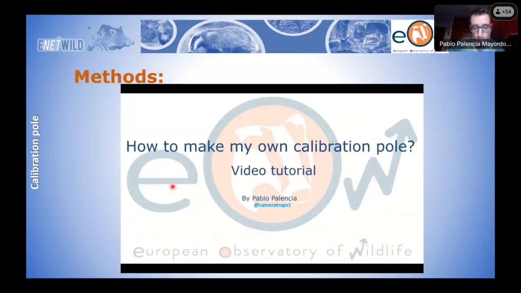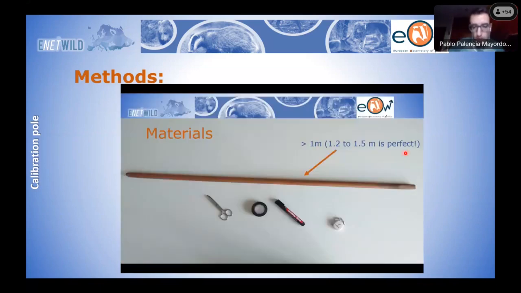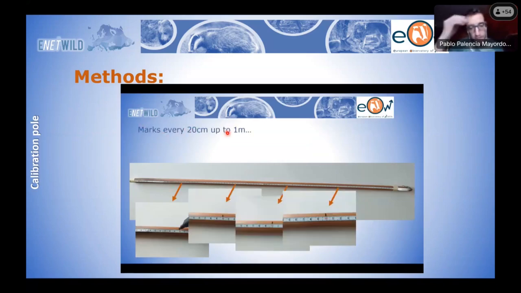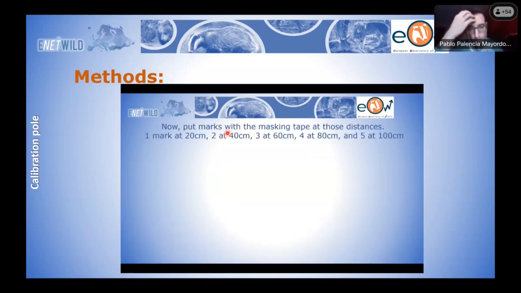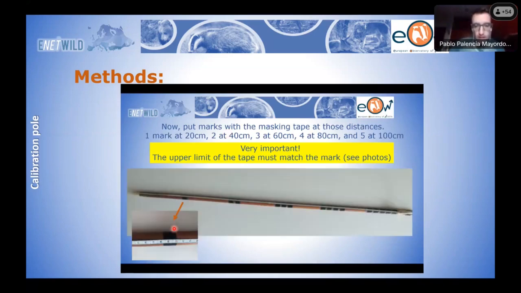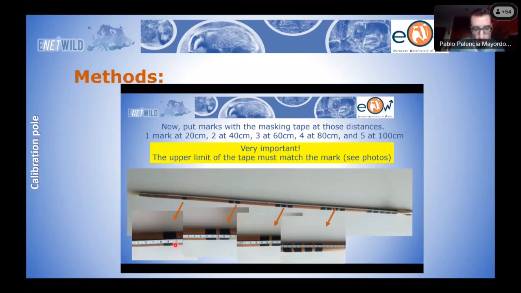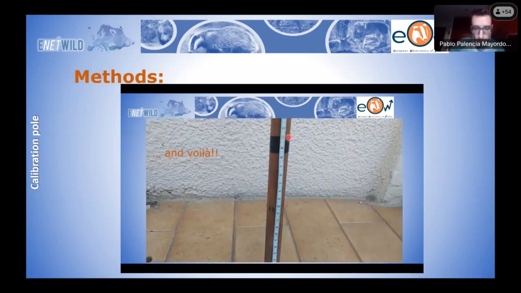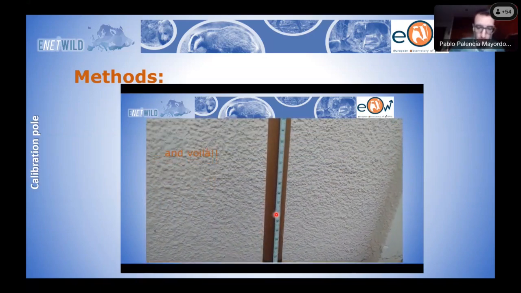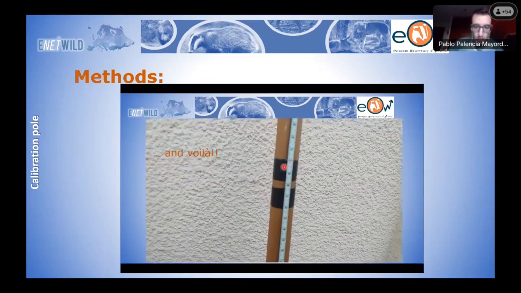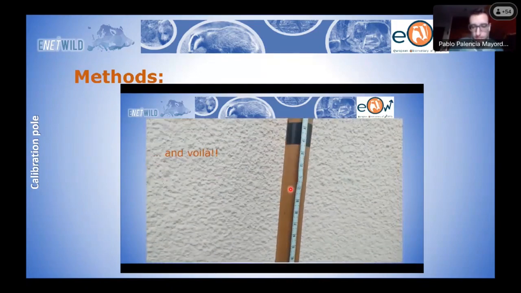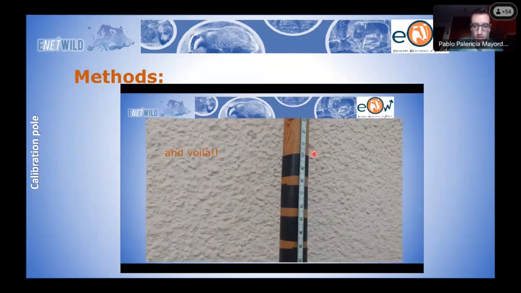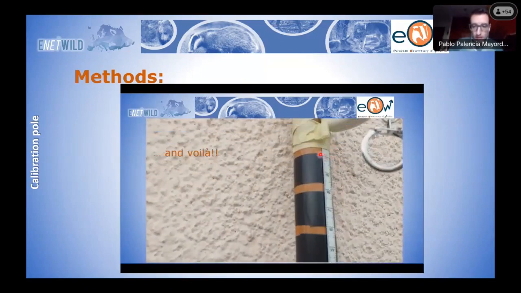When you have your pole, from wood, plastic, whatever, here we have the materials. We put references or marks every 20 centimeters, from the minimum 20 up to 1 meter in case the pole is 1 meter long. Then the upper limit is important to see here: here you have the zone of 20 centimeters, 40, 60, here again. At the upper limit of 20 centimeters, we have the top of the spots. Upper limit of 40 centimeters, we have again the top. 60 centimeters, again at the top. 80 centimeters here. And finally, 1 meter again at the top.